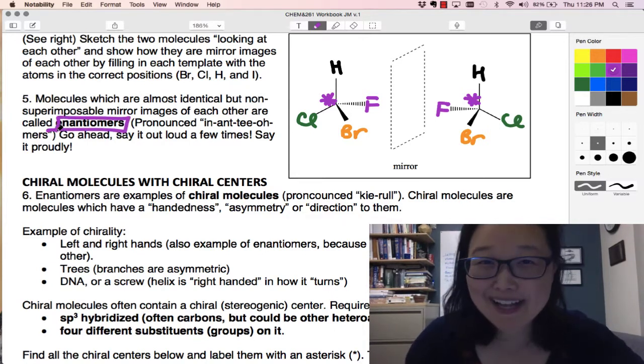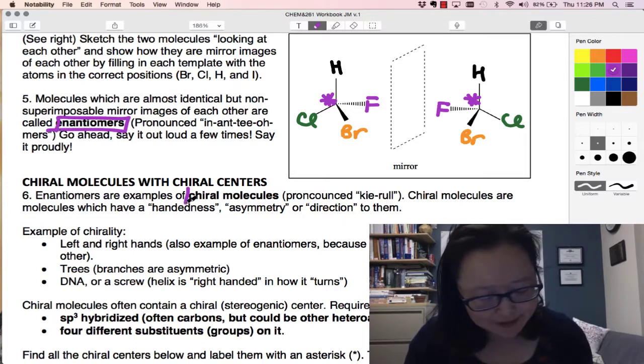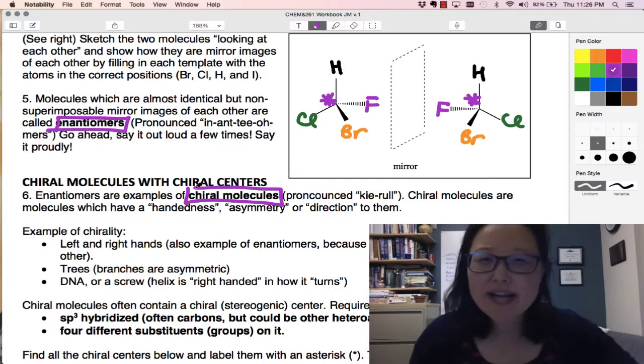Can you say it with me? Enantiomer. Okay? So get used to that. You're going to see a lot of vocabulary here. I tried to put them in bold, but try to highlight them and make a vocab list so you really understand what they mean. It's going to help you a lot in this chapter.